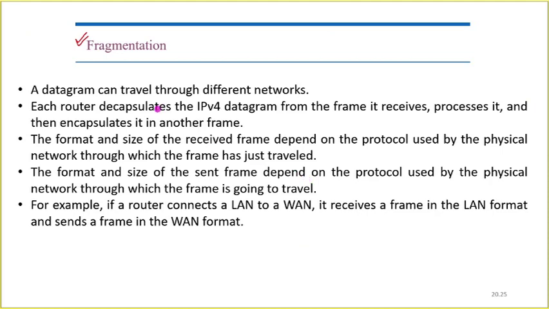Okay, so a datagram, that is a packet, can travel through different networks. Each router decapsulates the IPv4 datagram from the frame it receives. It decapsulates it once it receives it at the receiver side. The frame comes from the data link layer.